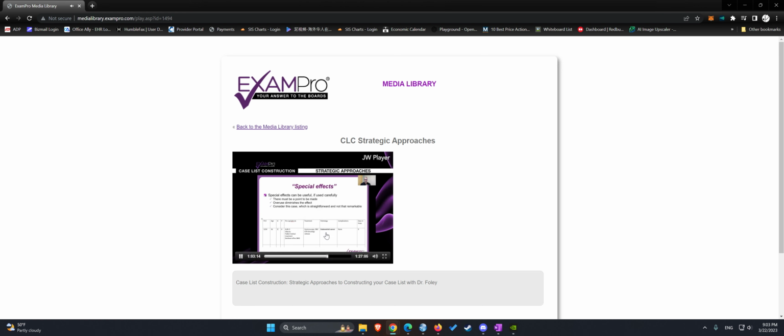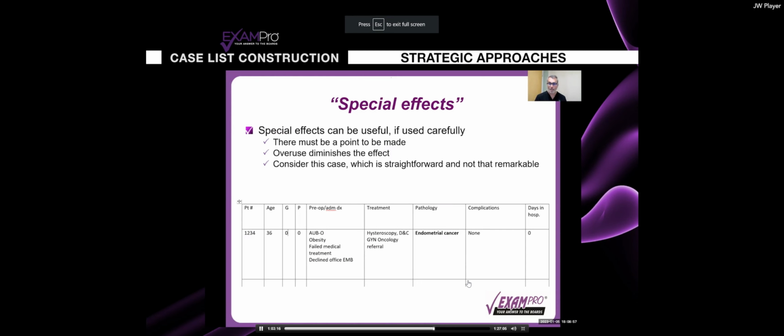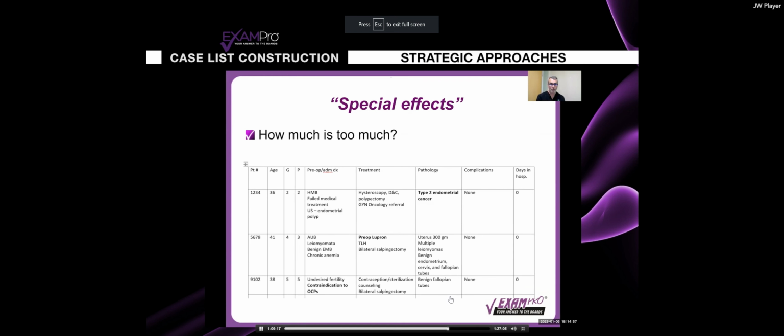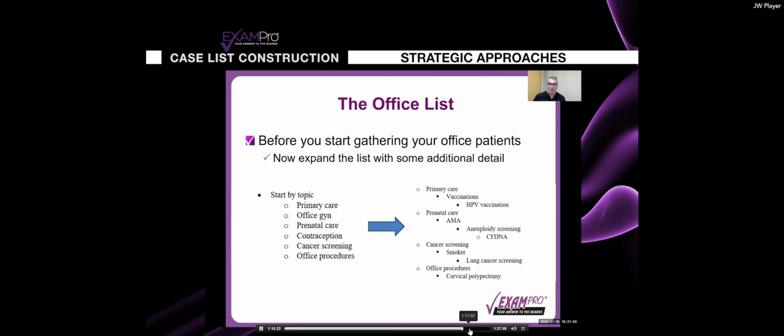maybe you are making more out of something than it should be. So that's the first thing. Bolding can be for a pre-op diagnosis. Are they a candidate for lung cancer screening?